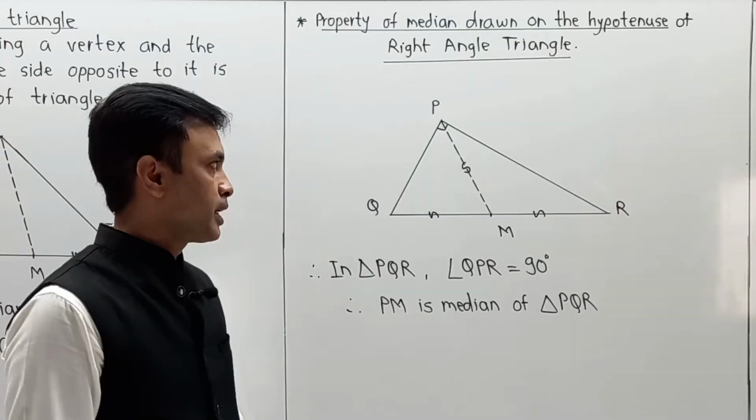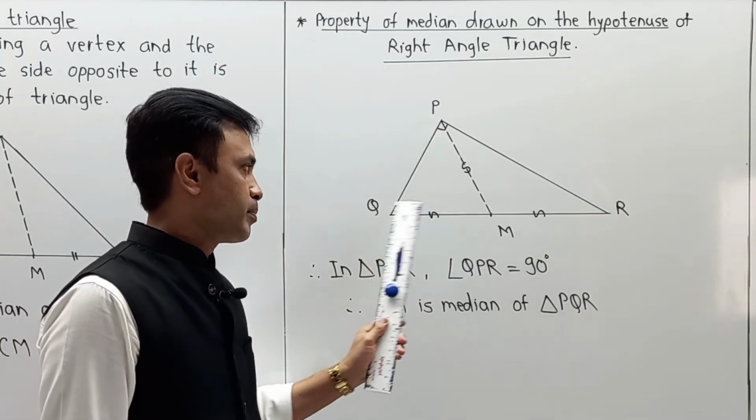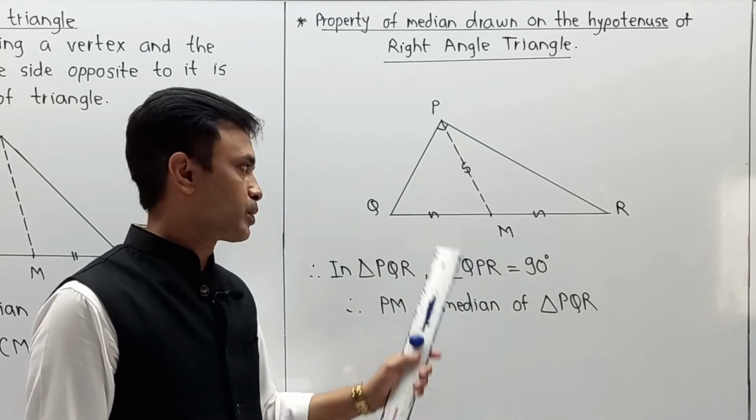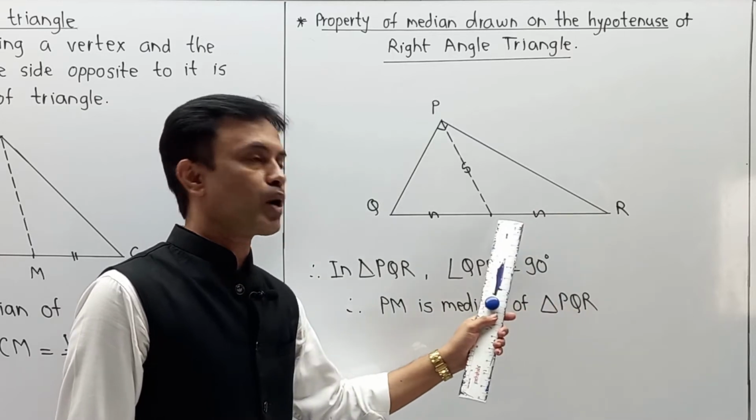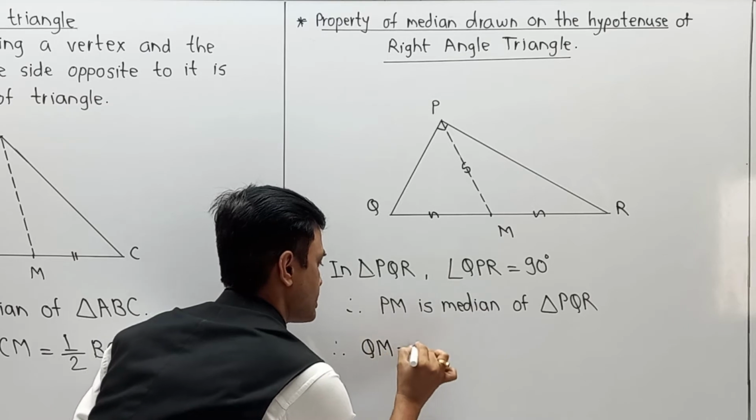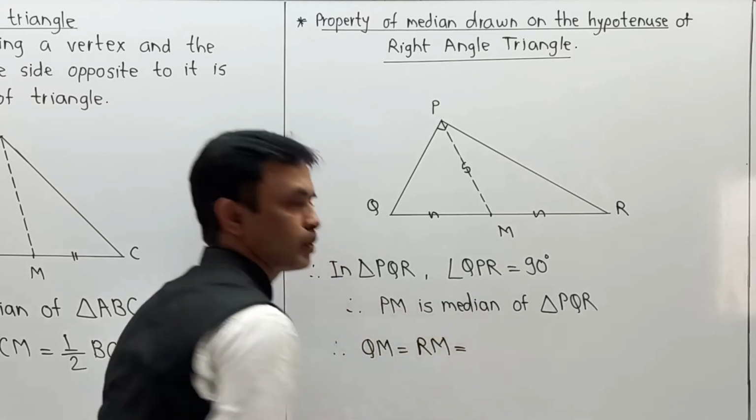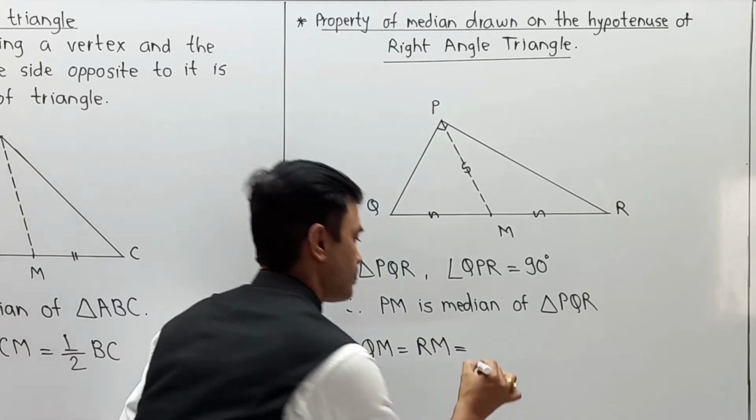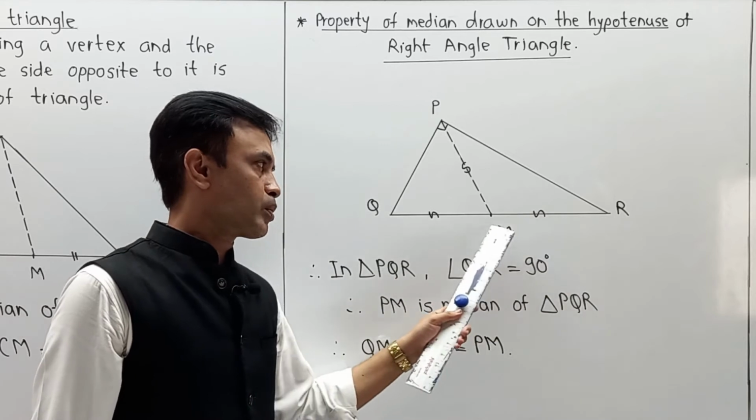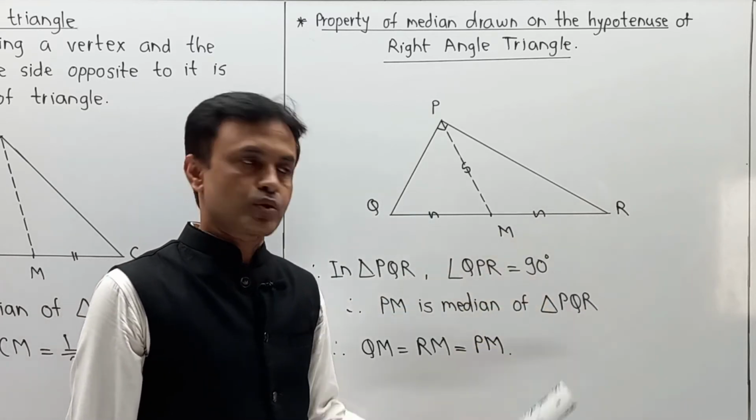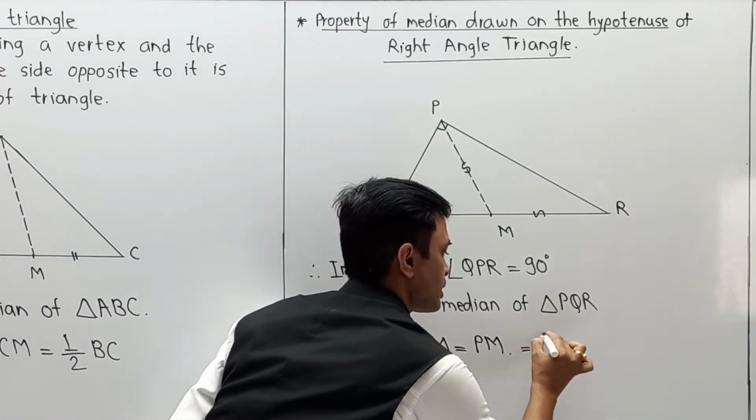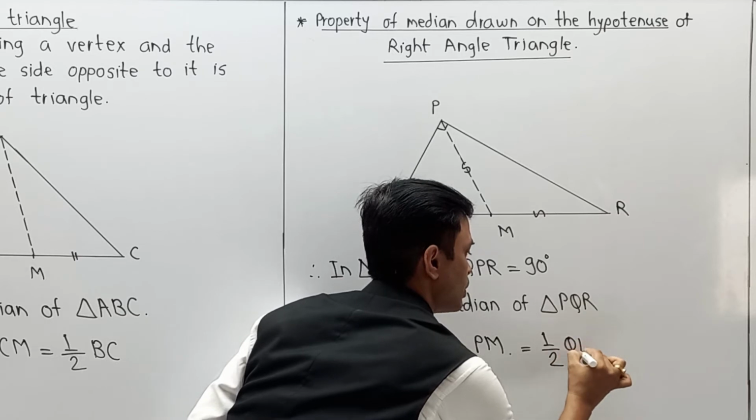So I am going to write this part. Therefore, PM equals QM equals RM. Remember, there is a modification over here, and QM equals RM, that we know already. Therefore, QM is equal to RM, and now that is also equal to PM. And no doubt QM equals RM is half of QR. So this slant modification is done: QM equals RM as well as PM equals half of QR.